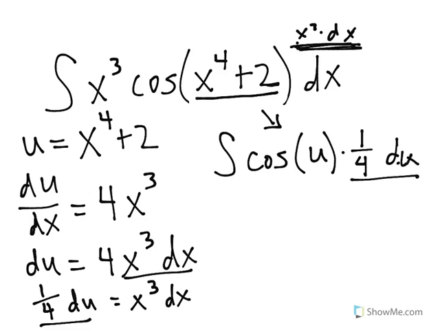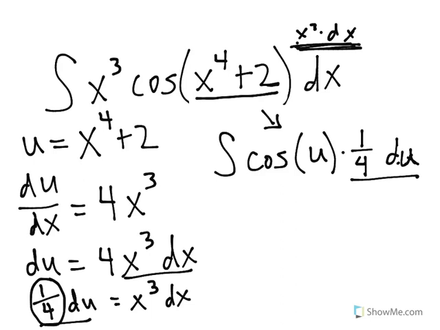Okay, so sometimes we're off by a constant, and notice what happens. Remember, we were off by a coefficient of 4, because we wanted a 4x to the third. We only had an x to the third. We're going to end up with a 1/4 in there to cancel that out. It's kind of like undoing a power rule, basically.